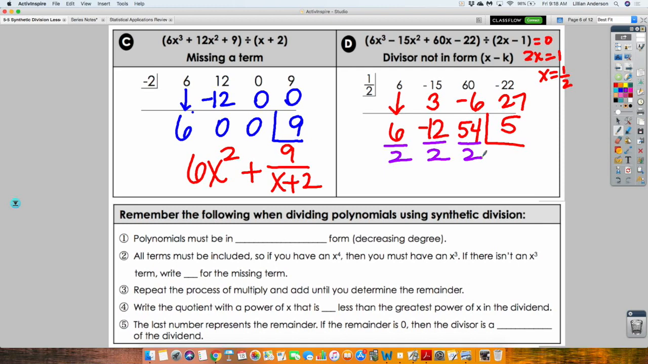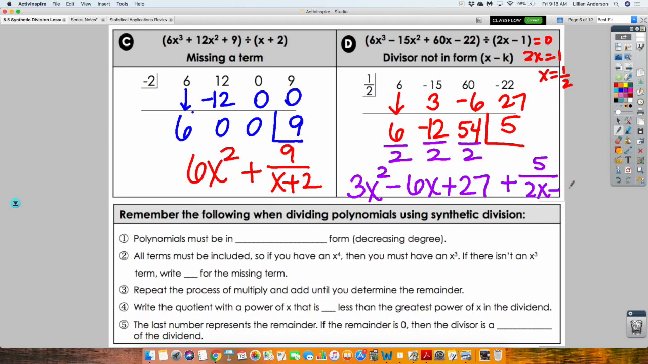All right? So let's say your divisor was 3x minus 4. Well, then that means you want to divide all the numbers of your quotient by 3 because it was a 3x. So whatever A is, whatever the number is in front of the x, that's what you want to divide by, and only the numbers of the quotient. So when you divide 6 by 2, you get 3x, and it's going to be squared because you always do one less. And then -12 divided by 2 is a -6, so then it becomes a -6x. And then 54 divided by 2 is 27, so then that's going to be a plus 27, with, of course, our remainder of 5 over 2x minus 1.